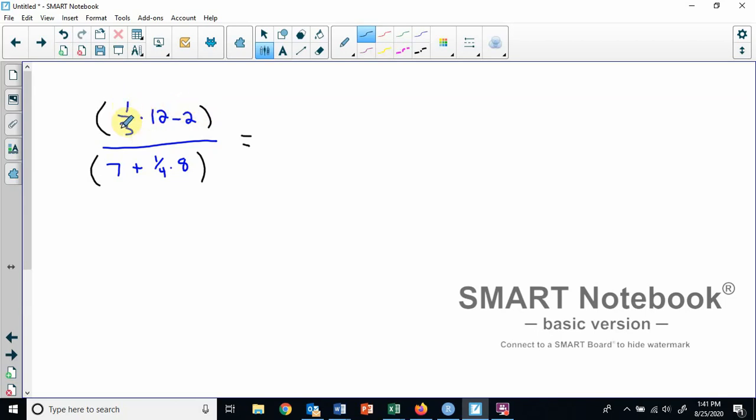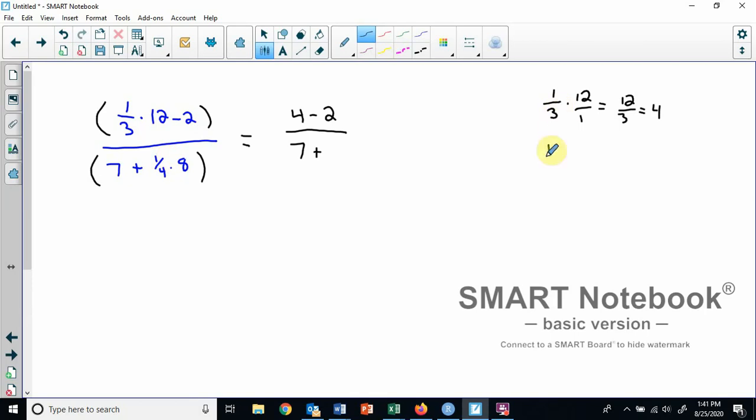Does anybody happen to know 1/3 times 12? It's actually pretty easy to do if you put a 1 on the bottom. This just ends up being 12 divided by 3. 12 divided by 3 is 4. So I could do that. So we'll have 4 minus 2 up top. And I can do the same step in the bottom here. I can work them both kind of at the same time.